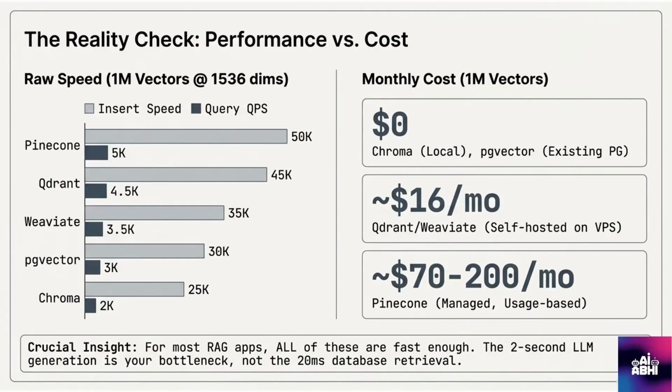So Chroma and PG Vector are essentially free if you are running locally or already have a Postgres. Qdrant self-hosted on a $16 a month VPS handles millions of vectors. Pinecone's convenience cost is around 2 to 3x more than the self-hosted alternatives. Whether that premium is worth it depends on your team and your time.